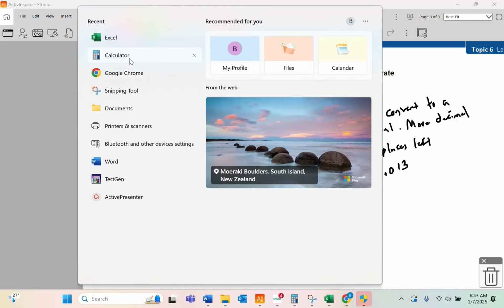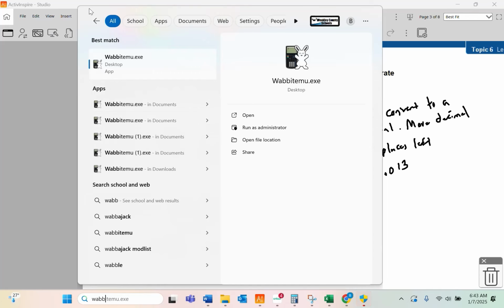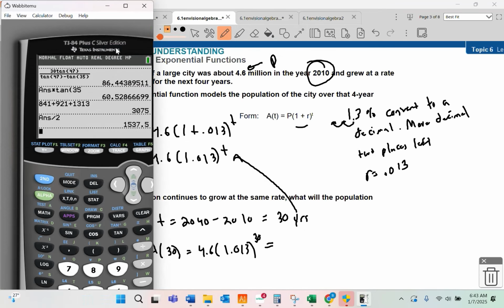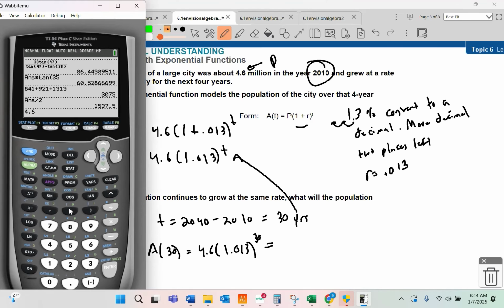I guess I could sit down and do it by hand, but that'd be a huge waste of time, wouldn't it? So let's see what the TI-84 says. Most of you guys are probably pausing the video and just writing down what you see.